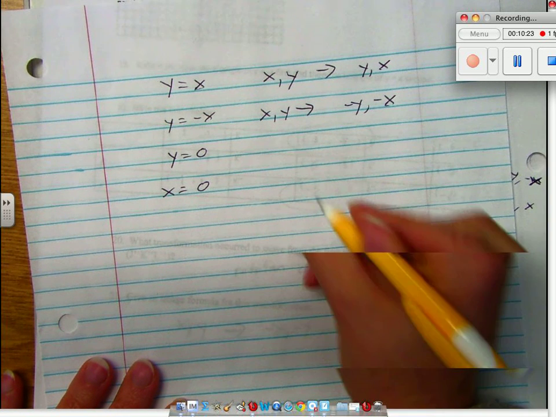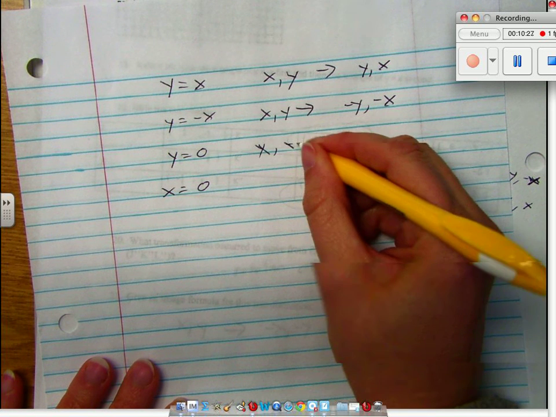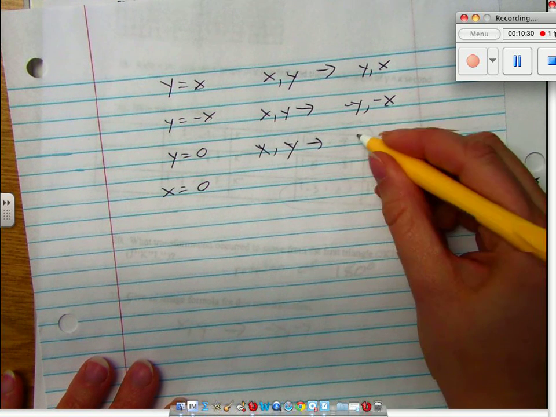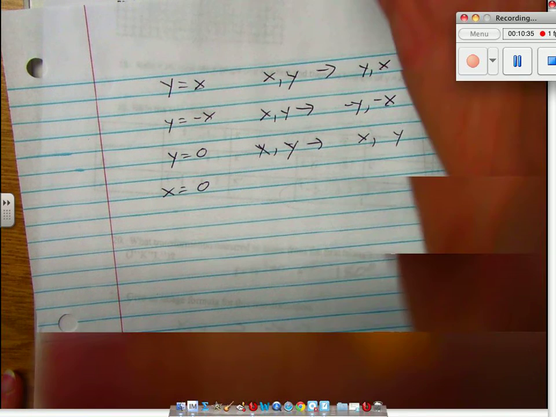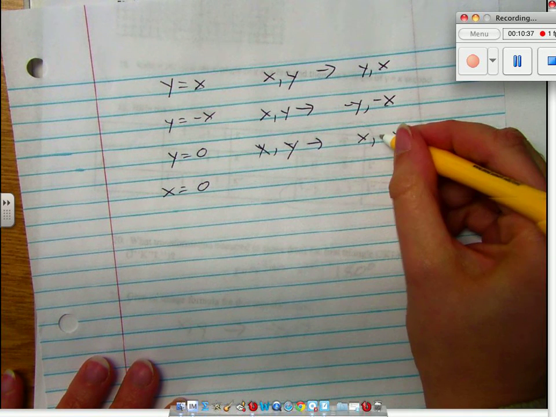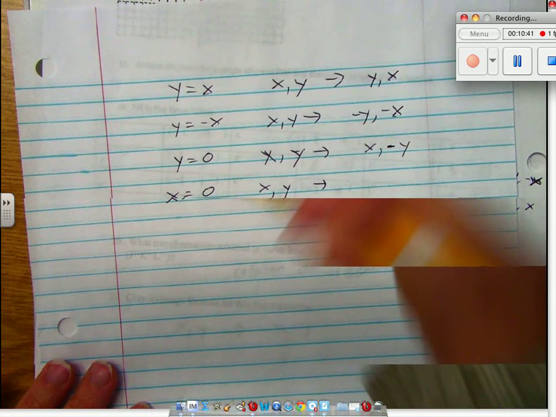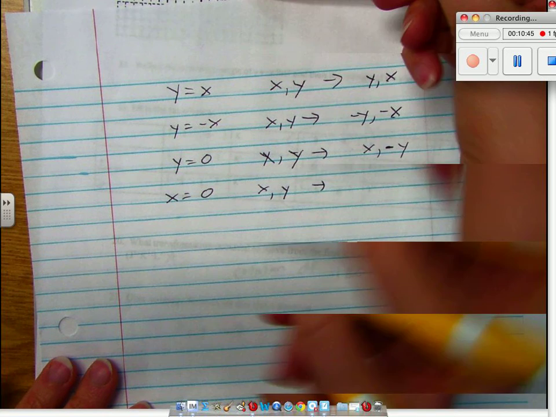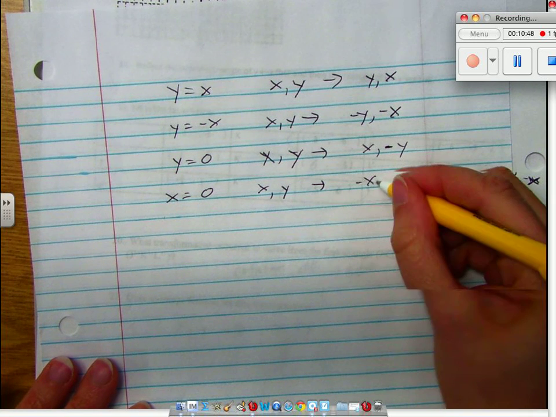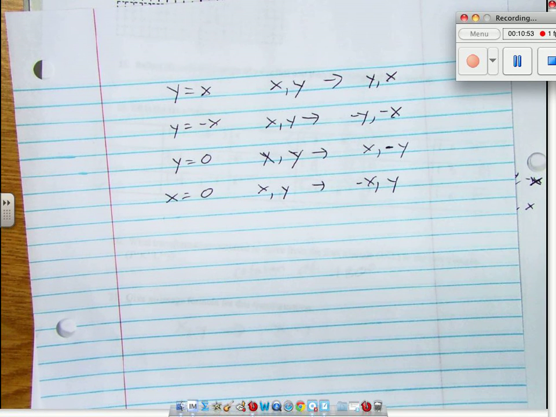Y equals 0. These two are the ones I get mixed up. I go from x comma y to what? They stay the same, but what changes? Y equals 0, y changes. Right? Because y equals 0, the y changes. X equals 0, the x changes the sign. If you know those four for tomorrow, that's what you got to have memorized.